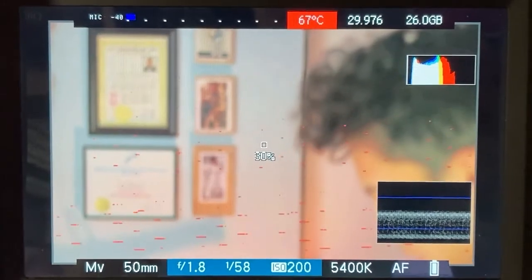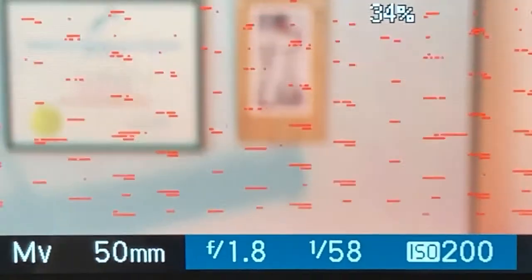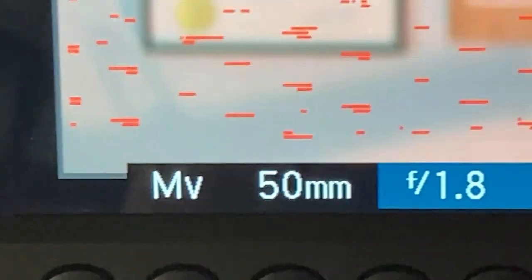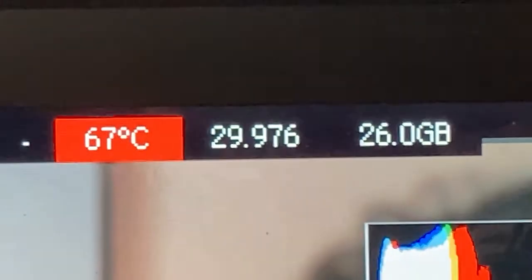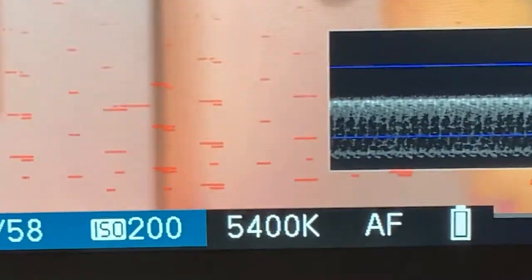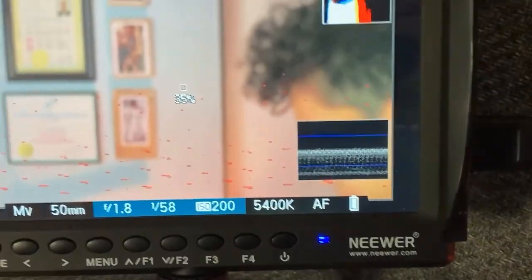So let's take a look at the actual settings themselves. This is what the camera sees. It's got the ISO right there, the f-stop, and the shutter speed. As you can see, it's in manual mode with a 50mm lens. It's got the microphone audio, the amount of gigs I have left on my SD card, and the frame rate. And right there is autofocus, battery life, and white balance. So this is pretty much what the camera sees and everything.